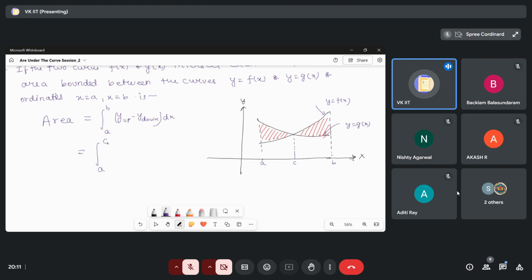That is, first of all from a to c, y up minus y down. So y up for this one, this is the strip. For this one, this is the strip. So for this, y up is g(x), so it is g(x) minus f(x) dx. Similarly, for this one, y up minus y down, y up in this case is f(x) minus g(x). Okay, is this clear, everyone? This is a simple topic only. We are done for this.